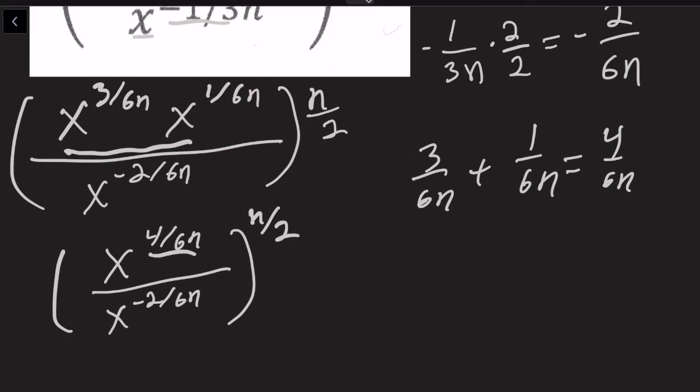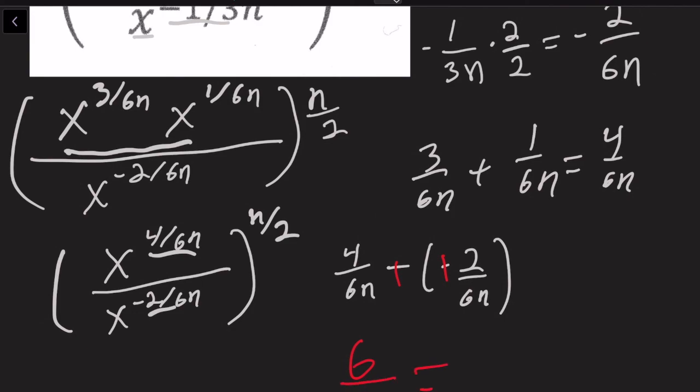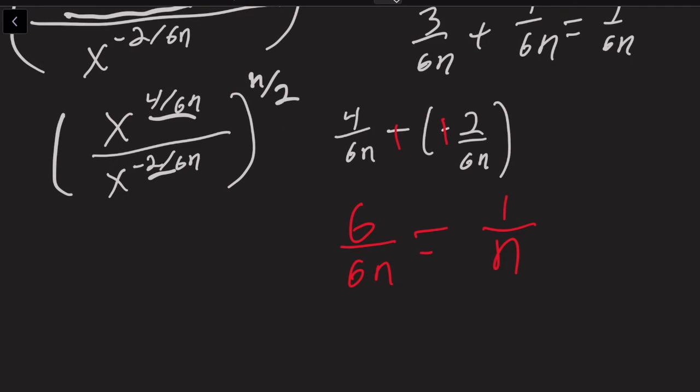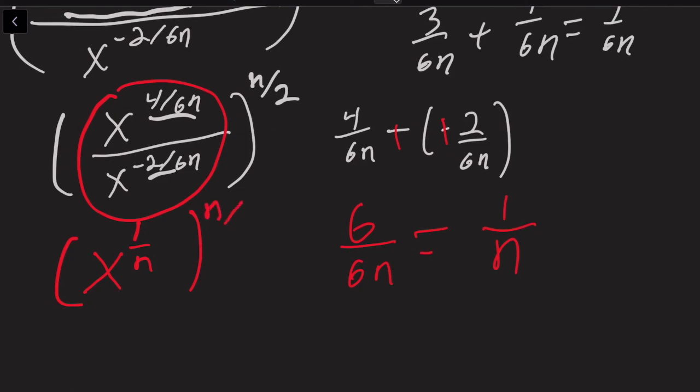Our top exponent is larger than our bottom exponent. So we're going to take our top exponent and subtract the bottom exponent. So 4 over 6n minus negative 2 over 6n. This double minus is going to be a positive. So then 4 over 6n plus 2 over 6n is going to be 6 over 6n, which is going to be 1 over n. So then this is going to become x to the 1 over n. And this is all raised to the n over 2.